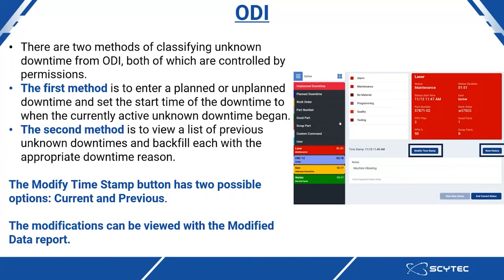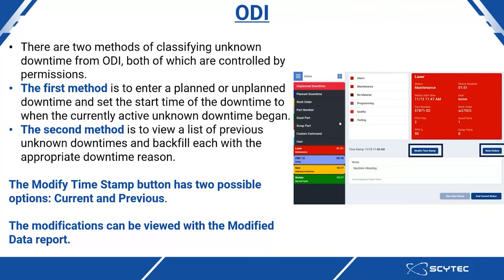So there are 2 methods of classifying unknown downtime from the operator data interface tablet, both of which are controlled by permissions. The first method is to enter a planned or unplanned downtime and set the start time of the downtime to when the currently active unknown downtime began. The second method is to view a list of previous unknown downtimes and backfill each with the appropriate downtime reasons.